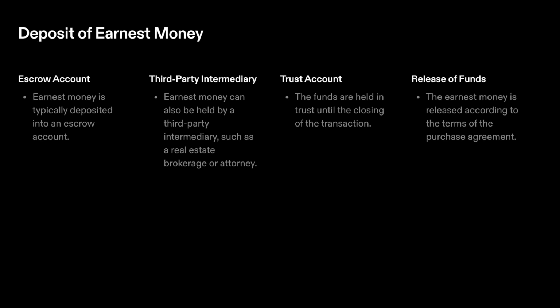3. Deposit. Earnest money is typically deposited into an escrow account or held by a third-party intermediary, such as a real estate brokerage or attorney, until the closing of the transaction. The funds are held in trust and released according to the terms of the purchase agreement.